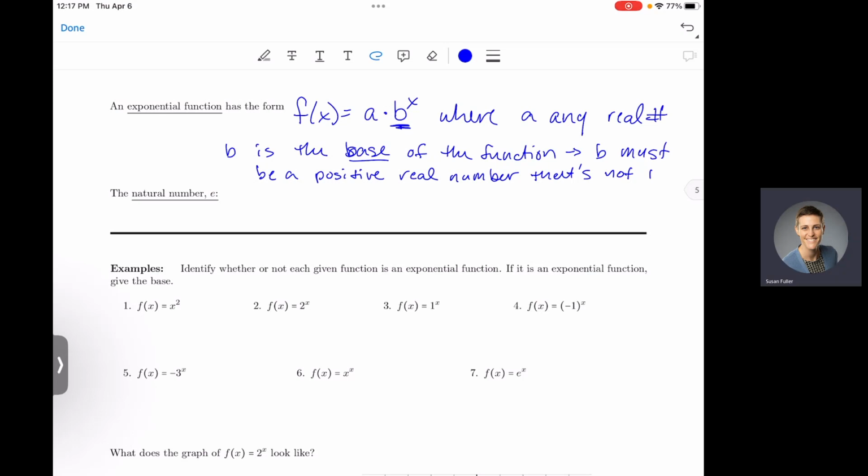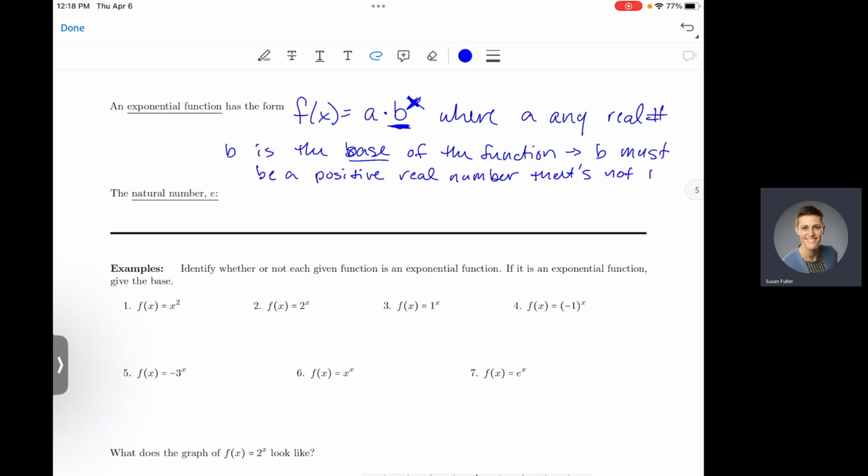The base also can't be negative because if your base is negative, when you raise it to different powers, sometimes you get positive numbers, sometimes you get negative numbers, and that makes your graph do funny things. And again, it doesn't act the way exponential functions act. And so b has to be positive, and can't be 1.